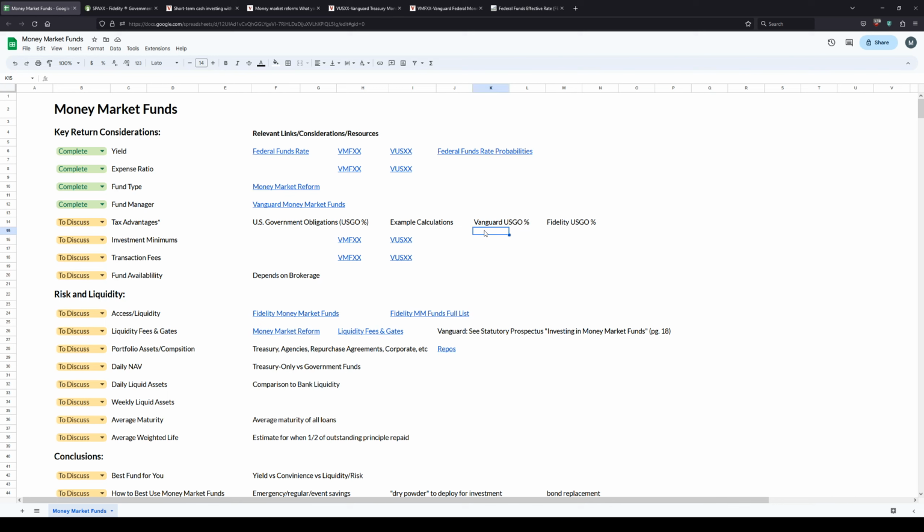You can find out the percentage of the fund that was invested in US government obligations during that calendar year by simply Googling the fund provider's name, for instance, Vanguard, and then USGO percent. And you should get a link to a page with a PDF that has all their funds and their USGO percents. How this relates to you is we'll actually look through a sample calculation.